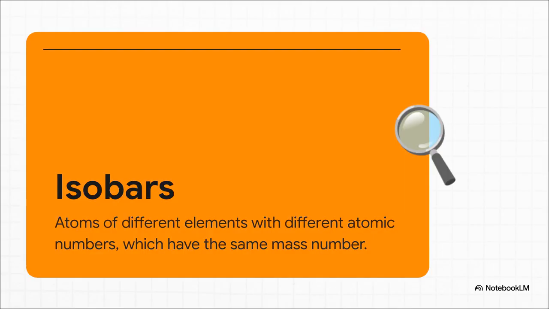Now, the other type of twin is an isobar. Isobars are kind of the opposite of isotopes. Here we have atoms of different elements, so they have different numbers of protons, but they have the same mass number. For example, argon has 18 protons and calcium has 20 protons, but they can both have a mass number of 40. So different elements, but same total weight.